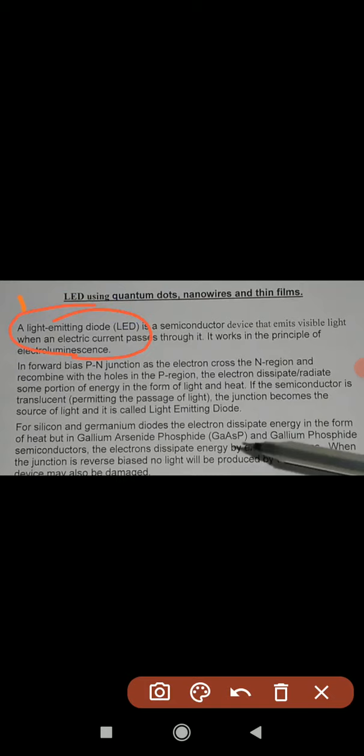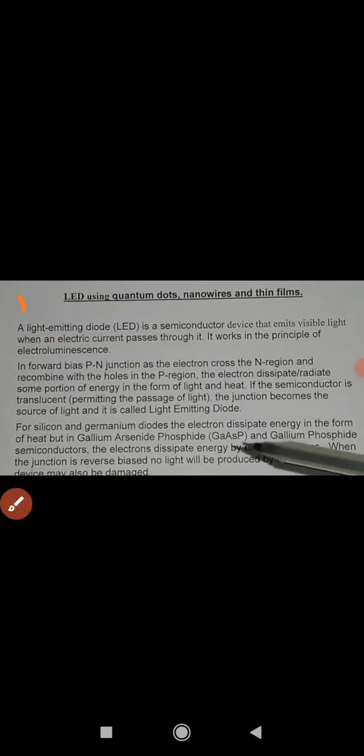It is a semiconductor device that emits visible light when an electric current passes through it. It works on the principle of electroluminescence. What is electroluminescence? Luminescence means illuminate, that is, to emit light. A substance having the nature of emitting light shows luminescence, or electroluminescence.